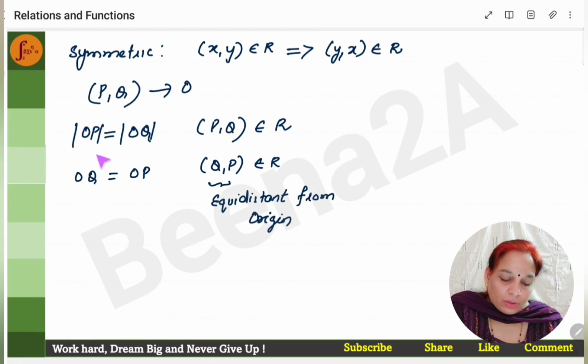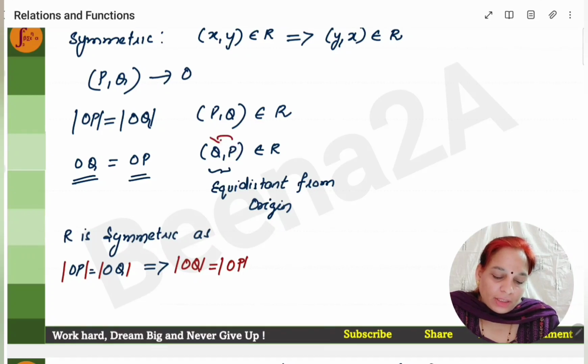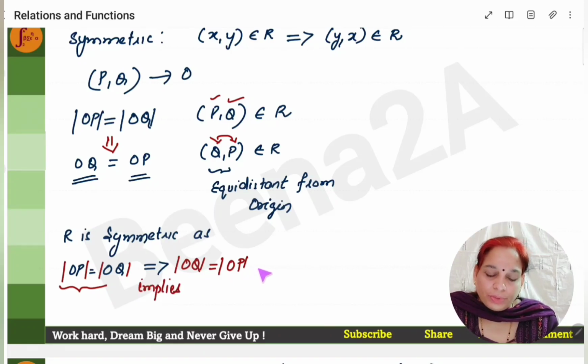Now, if OP is equal to OQ, obviously OQ is equal to OP. Does it matter if I exchange these points, whether I put Q here and P here, or P here and Q here? Does the distance vary? No, right? OP is equal to OQ implies that OQ is equal to OP. So we say R is symmetric as OP is equal to OQ implies that OQ is equal to OP.